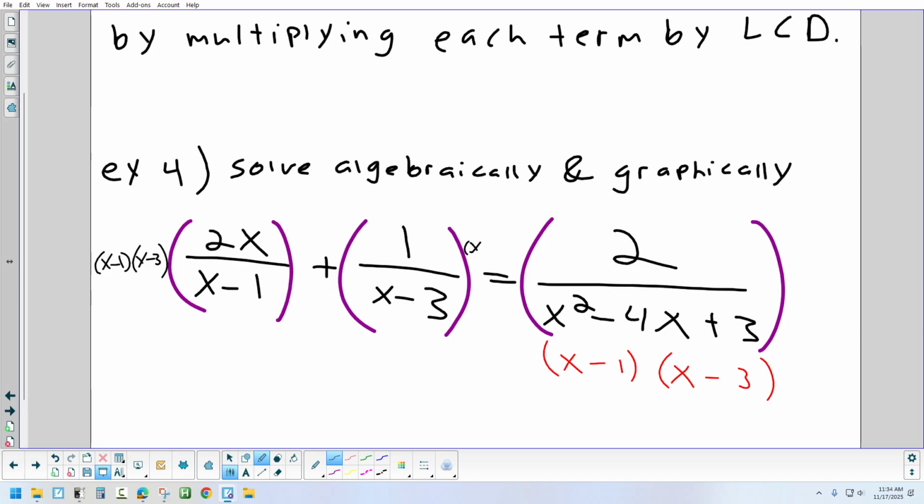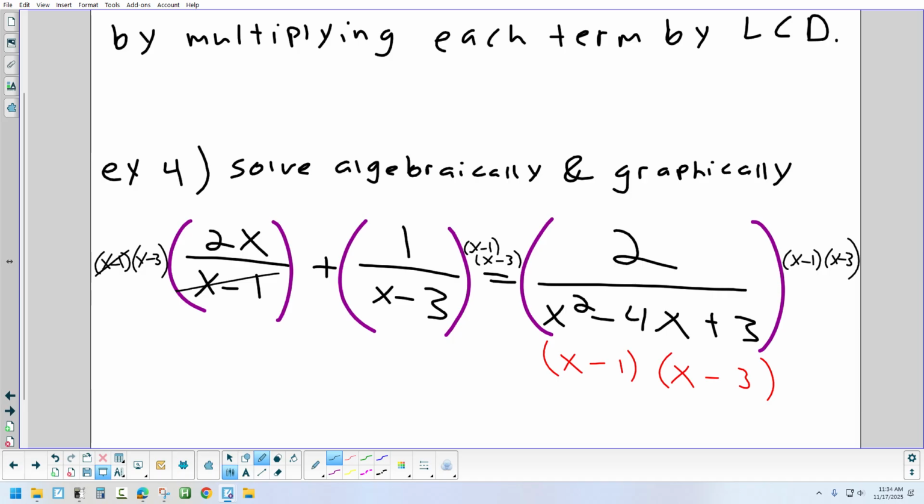This one gets multiplied by x minus 1, x minus 3. And this one, x minus 1, x minus 3. Now, don't do that out because something's going to cancel everywhere. What cancels in the first fraction? X minus 1. So you're timesing by it, and then you're dividing by it. So you got rid of it.